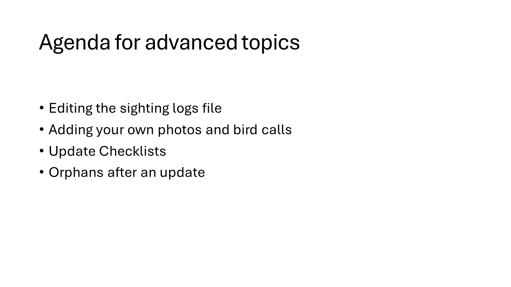I'll also explain what orphan species are, most likely to occur after there's been an IOC checklist update, and I'll show you what you can do if you find that your sightings have been split into new species and you've got orphaned sightings.